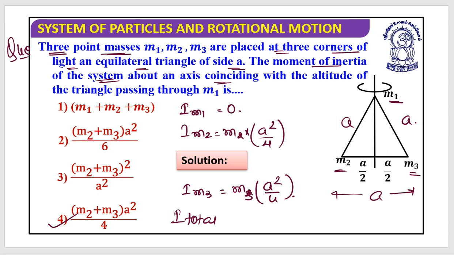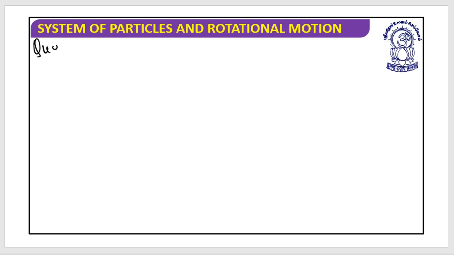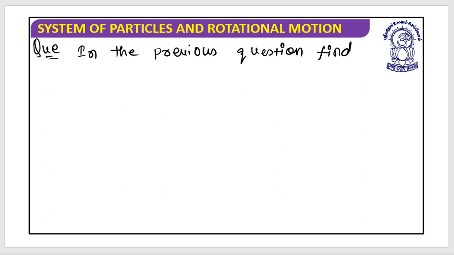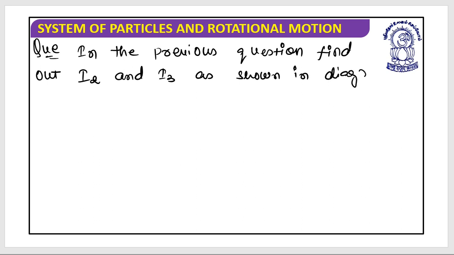Shall I add something? My first question would be, find the moment of inertia when I rotate it from this axis. Let's call it I2. And I want to ask one more question, this is I3. So I'm writing the question over here: in the previous question, find out I2 and I3 as shown in the diagram. So this is the requirement. Please do this. I hope this is clear.